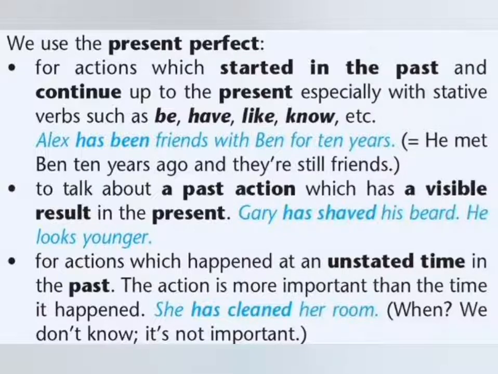To talk about a past action which has a visible result in the present. For example, Gary has shaved his beard. He looks younger. For actions which happened at an unstated time in the past, the action is more important than the time it happened. For example, she has cleaned her room. When? We don't know, it is not important.